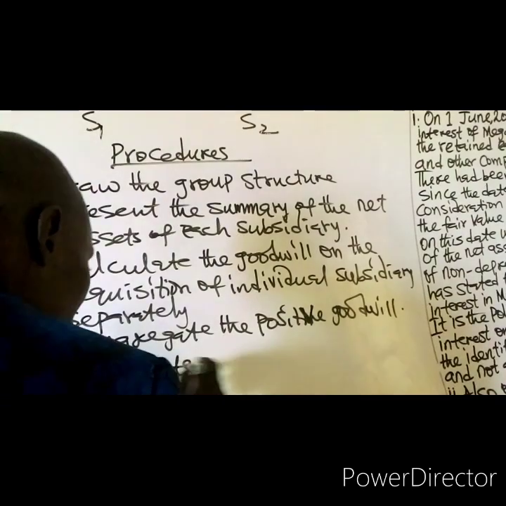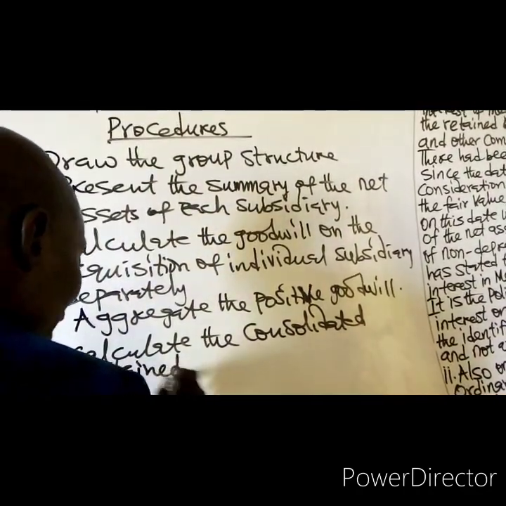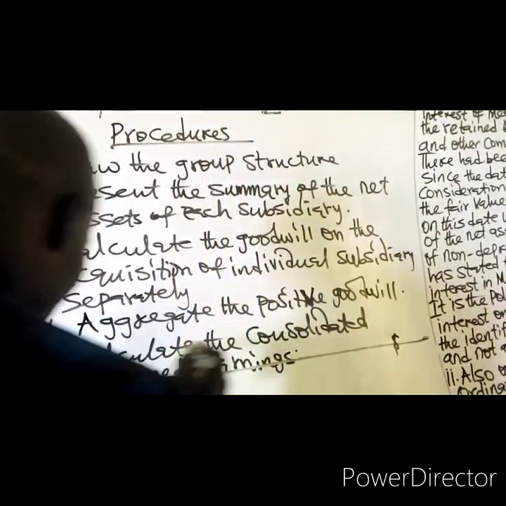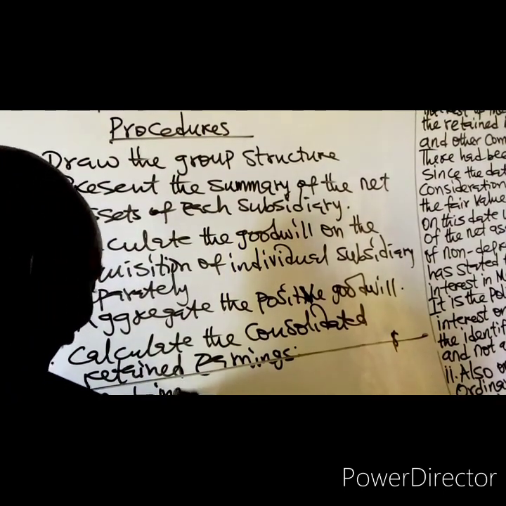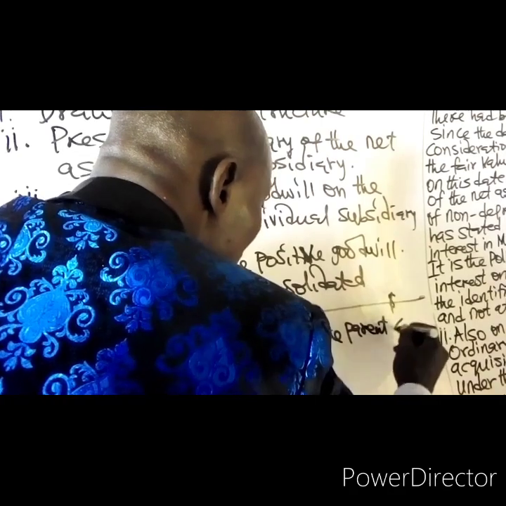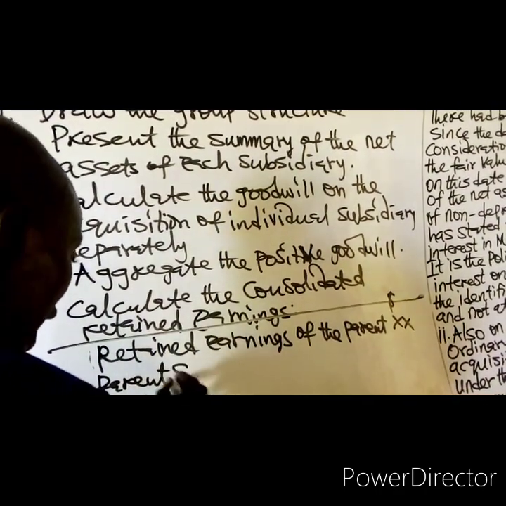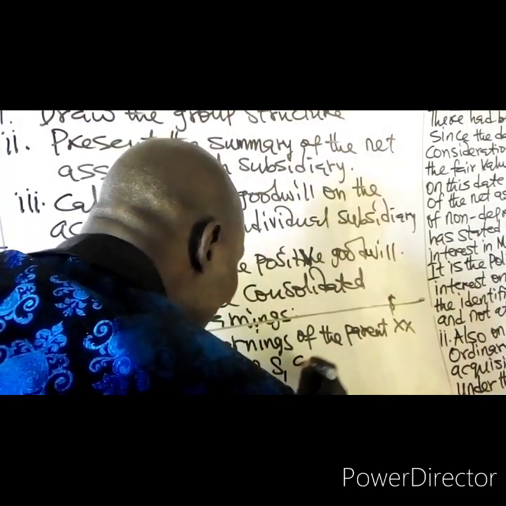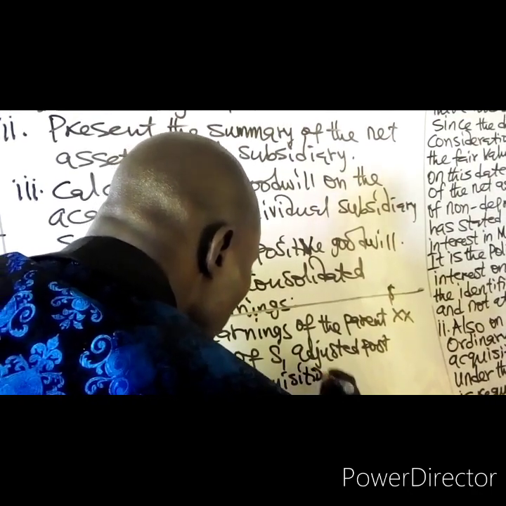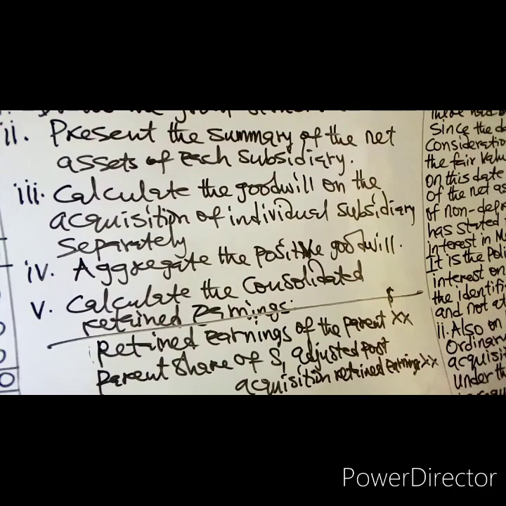Step 5. Calculate the consolidated retained earnings. How do you calculate that? You have the retained earnings of the parent. Then you have the parent share of S1 adjusted post acquisition retained earnings.